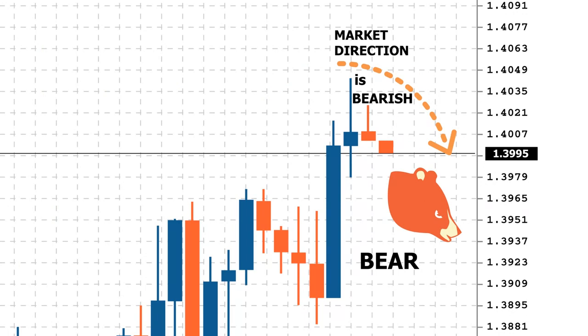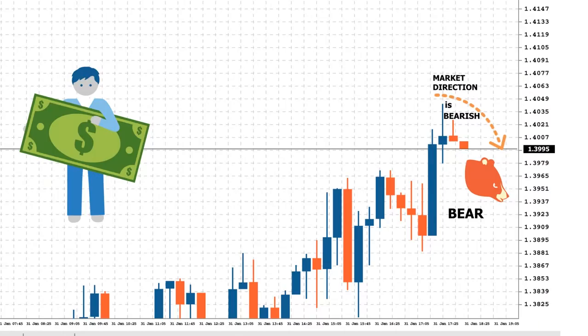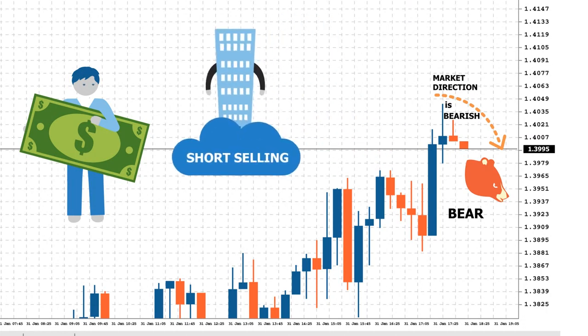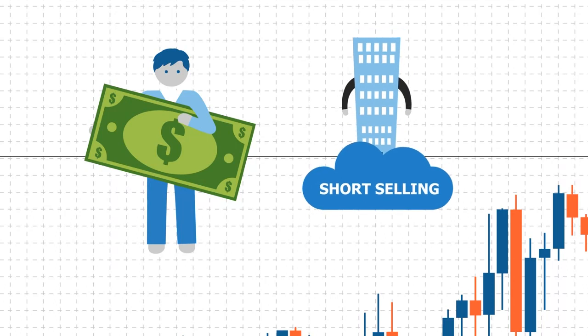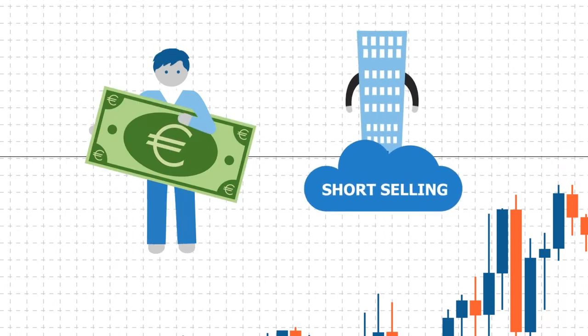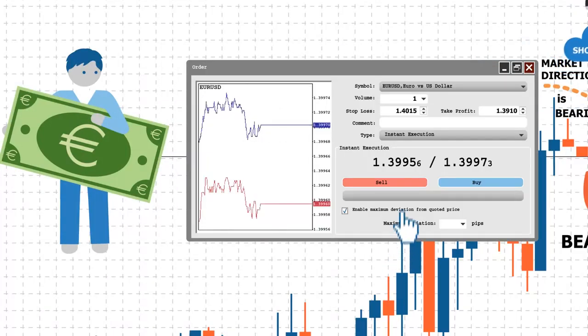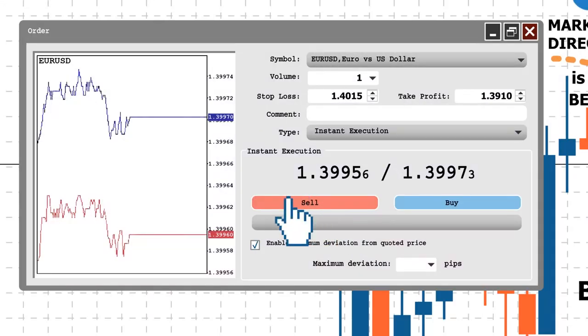You may think, how can you sell something you do not yet own? The answer is that the broker has a mechanism called short selling to lend you a currency that you don't have but would like to sell. The exchange process occurs behind scenes and you don't need to worry about it. You only need to click the sell button.